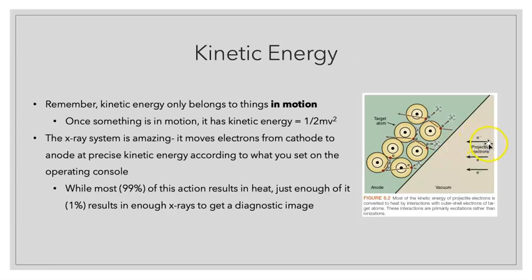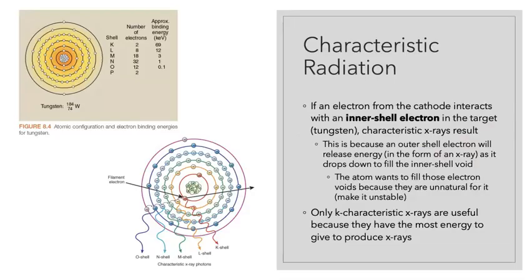And it's kind of showing you here, we have these projectile electrons from the cathode traveling through that vacuum. All they're going to do is interact with the atoms of the tungsten target over here. But you can see what mostly happens is excitation of these target atoms here. And excitation is just heat. But we can also get characteristic radiation.